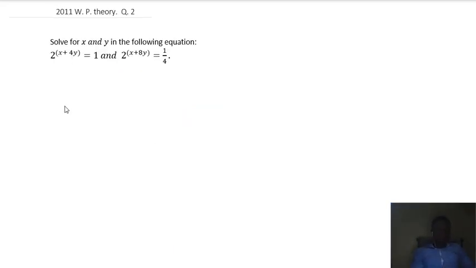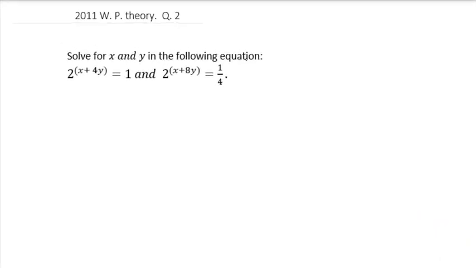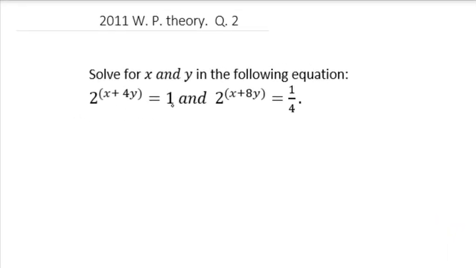Good day once again. We have another question. We are still doing the indices. Today we are going to do 2011 WASSCE Private Theory question number 2. The question: solve for x and y in the following equations. Both equations have been given in the form of indices.